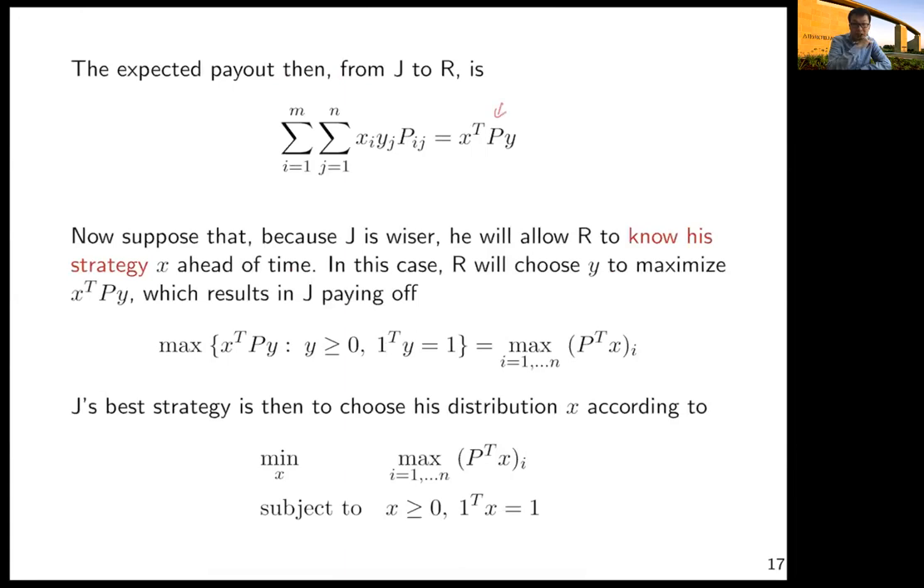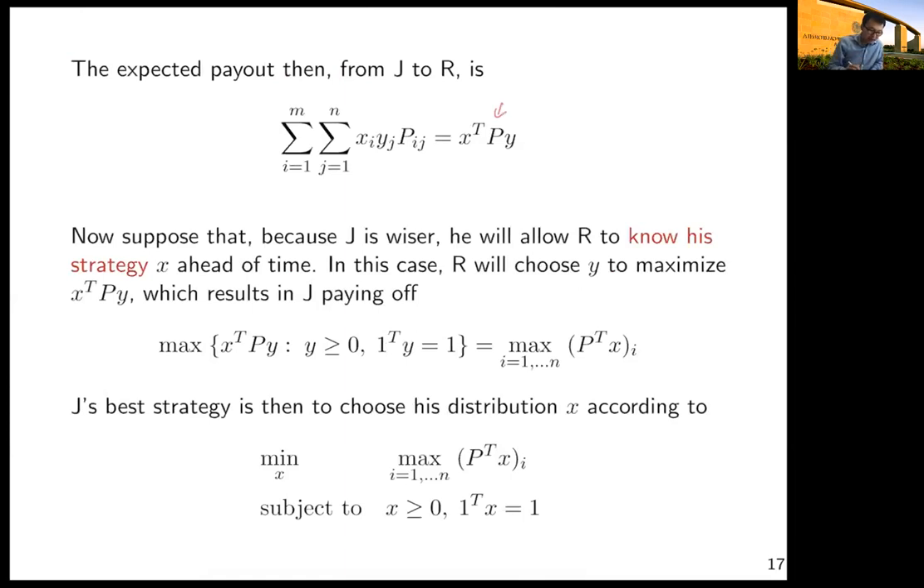Now let's suppose that there are two different situations. The first situation is that J, John von Neumann, is giving Ryan a little bit of advantage. J says, well, I'll tell you how I play, and then you can come up with the best strategy to beat me. So this is clearly giving R an advantage.